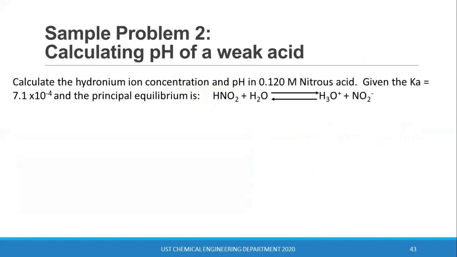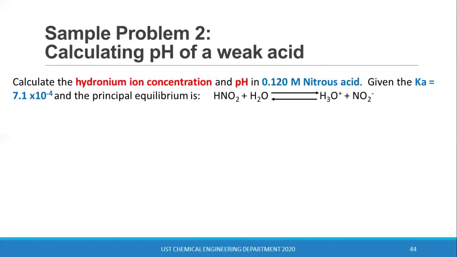Next, let's try sample problem 2, calculating pH of a weak acid. In this problem, we are asked to compute for the H3O plus concentration and pH of a 0.12 molar nitrous acid. Again, first step is to list down all the necessary givens and unknowns. Here, I highlighted the concentration of the weak acid, nitrous acid, and its corresponding Ka because we will need them later in our calculations.